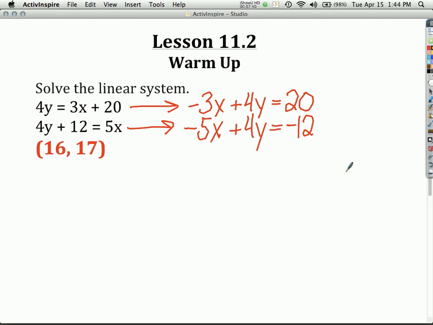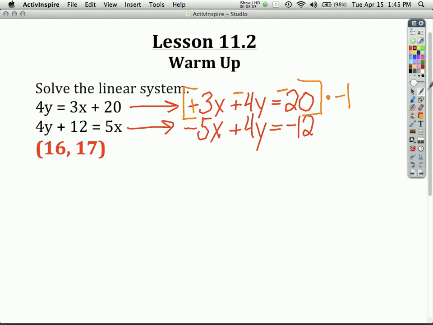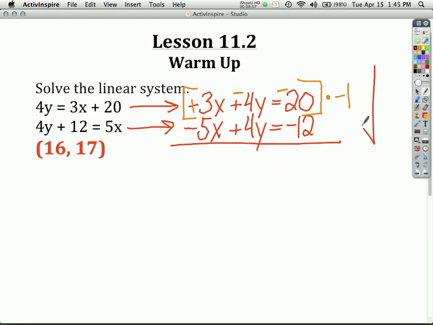Times each of them by -1? Ah, very good. You caught your mistake. Yeah, multiply one of them by -1. If we multiply both of them by -1, then we're going to end up back where we started. Multiply this by -1, and then that sign will flip, that sign will flip, and that sign will flip. And now we have opposites, just like Danielle said we needed to get. And we add down.